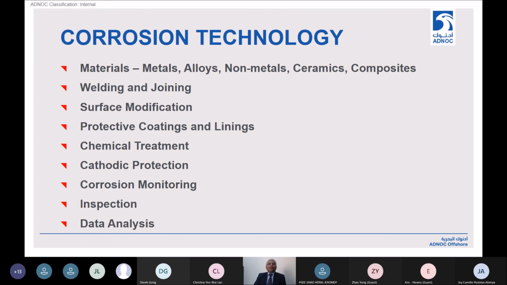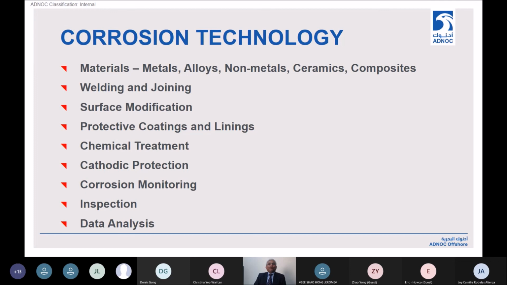Corrosion technology offers ample opportunity in materials: metals, alloys, non-metals, ceramics, composites, you name it. There are a lot of engineered materials that one can work on. I'm very sure NTU is doing well. Welding and joining is a very important area of both industry knowledge as well as research opportunities. Joining technologies require a lot of input from research establishments and universities possibly.